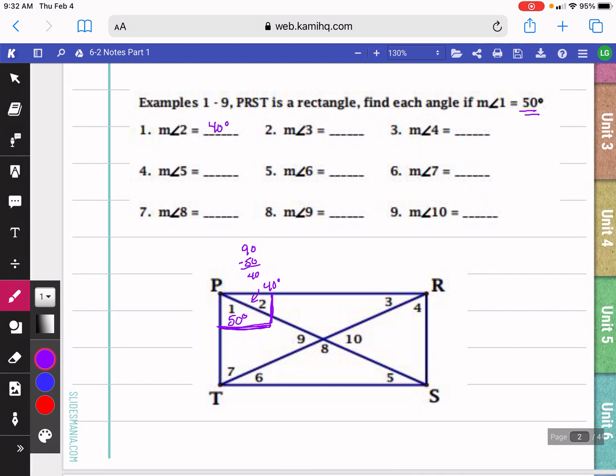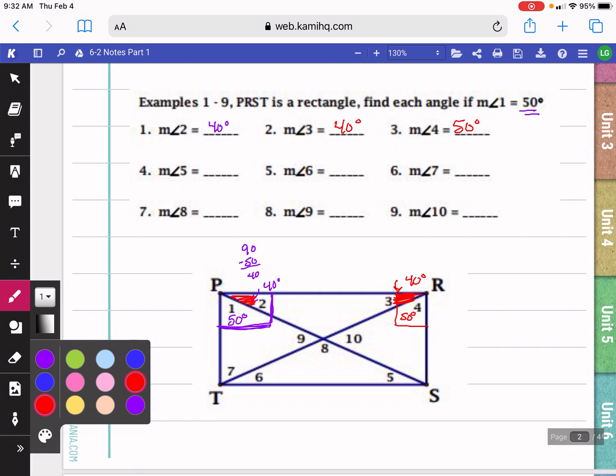And since I know that this is an isosceles triangle, angle 2 and angle 3 are going to be congruent. They're going to have the same measure. So angle 3 is also going to be 40 degrees. So angle 4 then would also be 50 degrees, because 40 plus 50 would give me the 90. And we know the corners form a right angle.